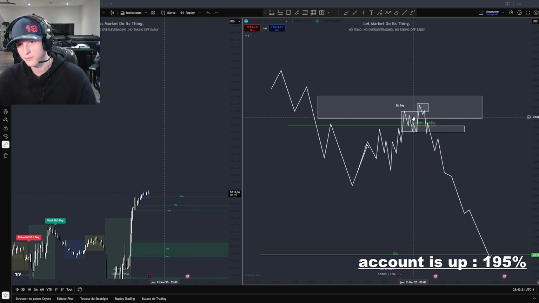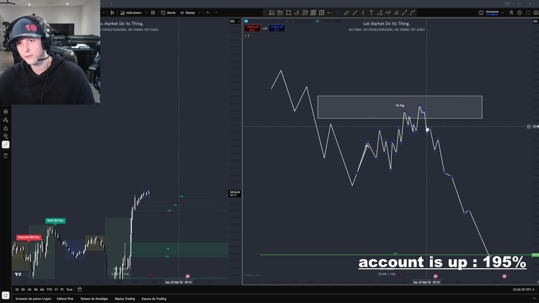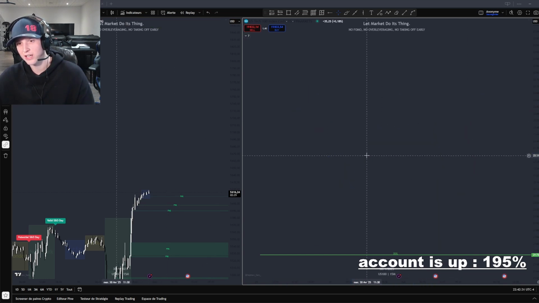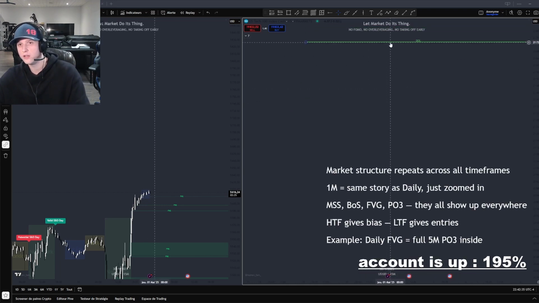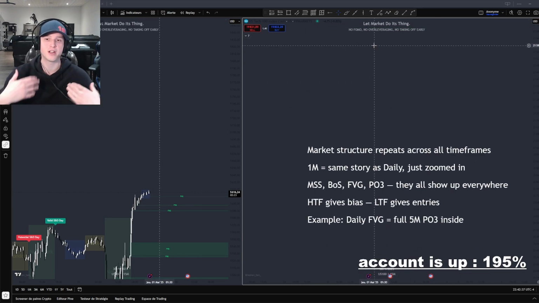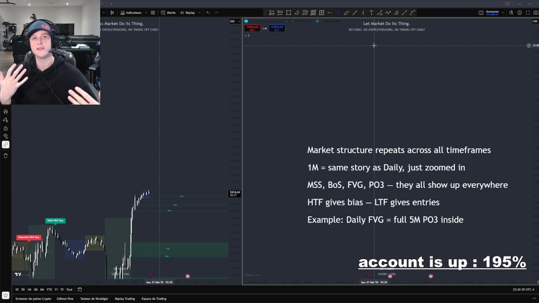Okay, you take this out. You might have a unicorn forming right here with your breaker block and your fair value gap entry retracement right here. Okay, so it's all about knowing how to align everything together with the different time frames, knowing that market structure repeats across all time frames and that the market is fractal. So every single time frame is going to have a different structure, but it all correlates towards the same, and it could also have all the same structure.